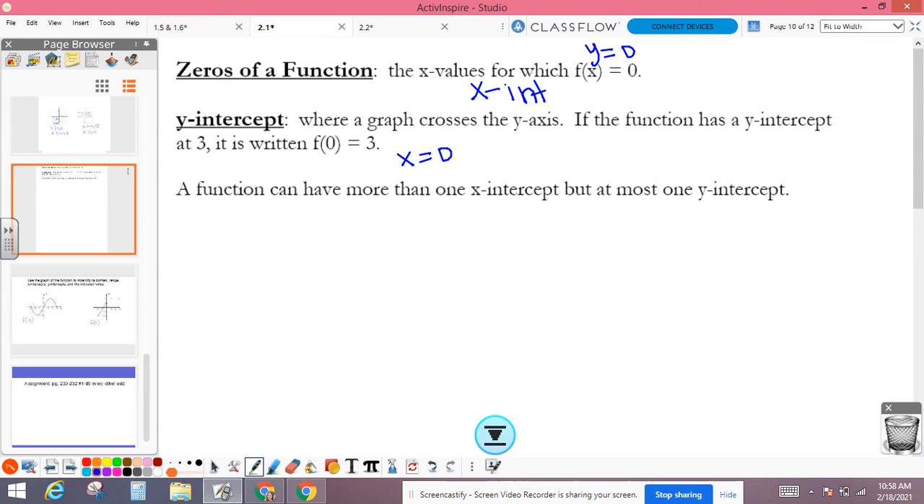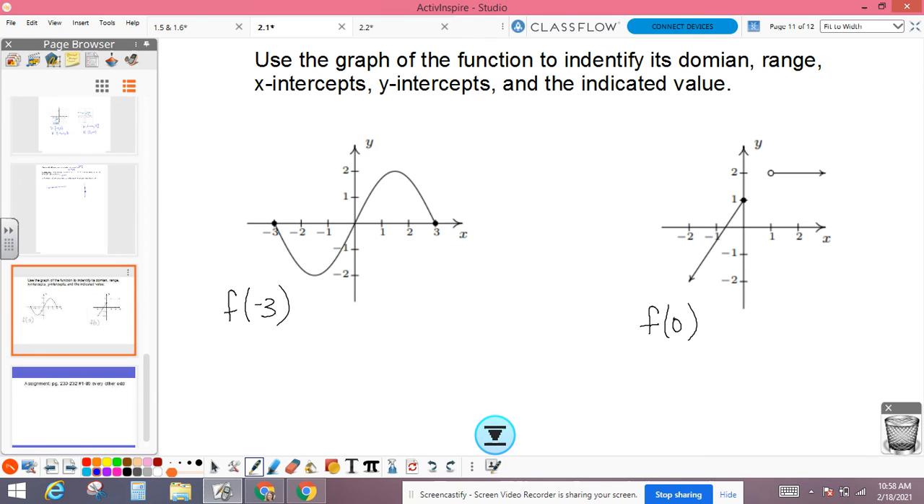You're touching the y-axis. A function can have more than one x-intercept, but at most one y-intercept. So I can cross this axis all I want, and I'm still going to be considered a function. But as soon as I hit the y-axis in two places, I'm not a function anymore because I don't pass the vertical line test. Okay, so you're going to be asked to give lots of information from a graph. So let's practice and see what we got.